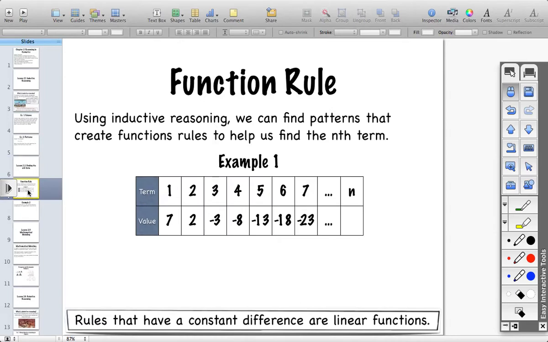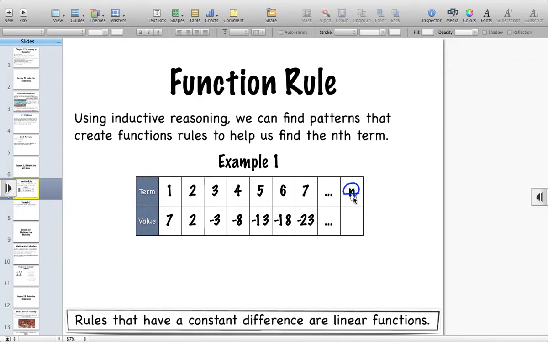Let's take a look at our first example. So finding a function rule. Using inductive reasoning, we can find patterns that create function rules to help us find the nth term. So let's look at our first example of how we're going to use this. Our term is just basically the order of the numbers. So it's always going to be 1, 2, 3, 4, 5, 6, so on and so forth until we get to maybe the nth term. So the nth term is what we don't know yet. That's the goal or the end or just some unknown value.